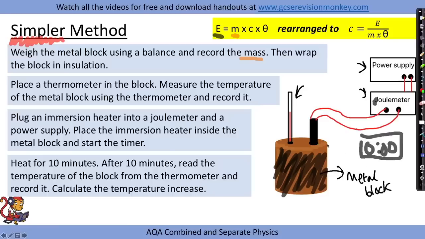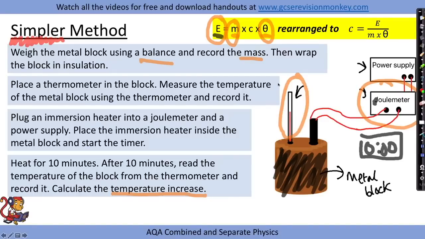Next, we heat it for 10 minutes, and after 10 minutes we read the temperature from the thermometer and record it. And we use this then to calculate the temperature increase. Temperature after minus temperature before gives us the temperature increase. So now we have three values which we can use to calculate the specific heat capacity. We've got the energy from the joule meter, we've got the mass which we've recorded on the balance, and we have our temperature change which we've recorded using the thermometer.